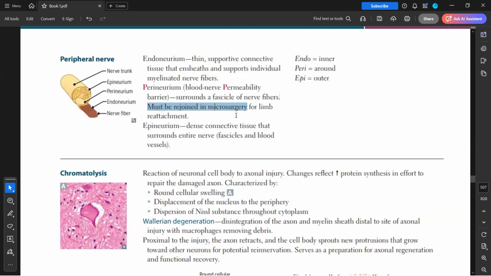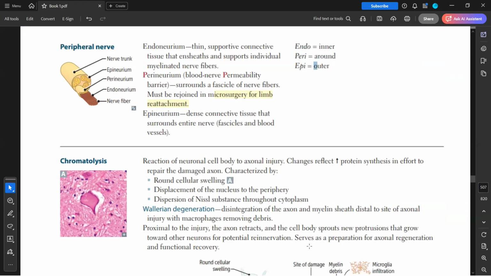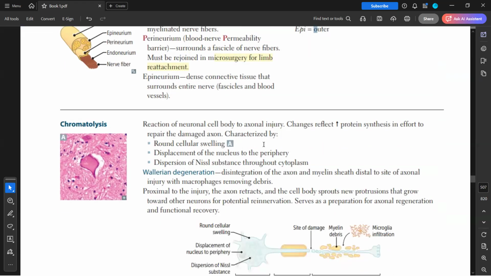So when there's a robotic microsurgery, they focus a lot on rejoining them. And epineurium, dense connective tissue that surrounds the entire nerve fascicles and blood vessels. So these are the peripheral nerves. Of course, they're everywhere except the brain. Now let's go through the terms. Endo means inner, peri means around, epi means outer. That's all for peripheral nerve.